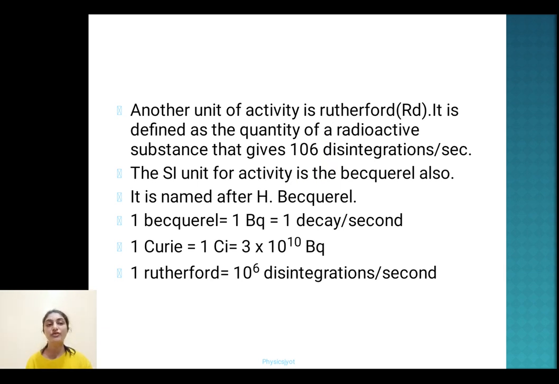The SI unit for activity is the becquerel also. So we have Curie, then Rutherford, then becquerel. It is named after Henry Becquerel. 1 becquerel equals 1 decay per second. And 1 Curie equals 3.7 into 10 raised to 10 becquerel. 1 Rutherford equals 10 raised to 6 disintegrations per second, or becquerel. So remember these units of radioactivity.